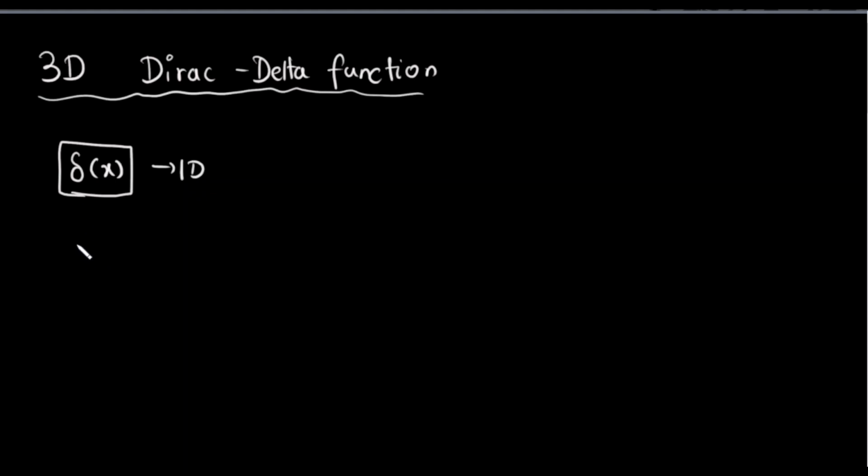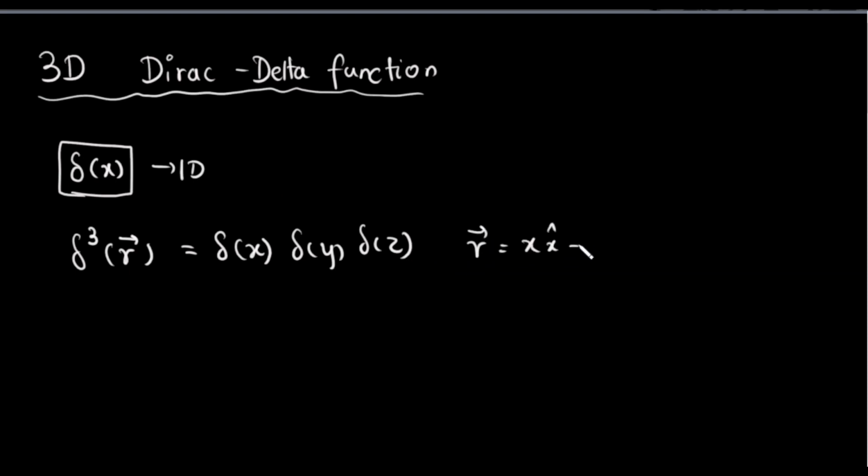But when it comes to three dimensions, you have to use delta cube of the r vector. So this is in the vector format. That means if you have x, y, z coordinates, you have a delta function of x, a delta function of y, and a delta function of z. This is the basic definition of the Dirac-Delta function in three dimensions. And this r vector can be represented with x hat, y hat, and z hat.